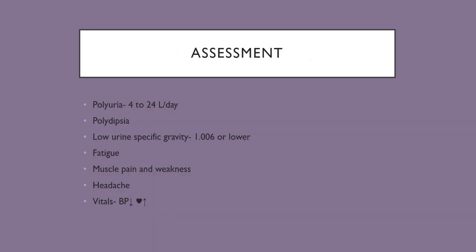So for an assessment, your patient is going to have a lot of polyuria, 4 to 24 liters a day. They're going to have polydipsia, which makes sense. They're going to have low urine specific gravity, because they're flushing it all out. They're also going to have fatigue, muscle pain, and weakness, probably from low potassium and sodium. They're also going to have a headache, and their vitals are going to be a low blood pressure and an increased heart rate because they're dehydrated and their heart is trying to compensate for that.